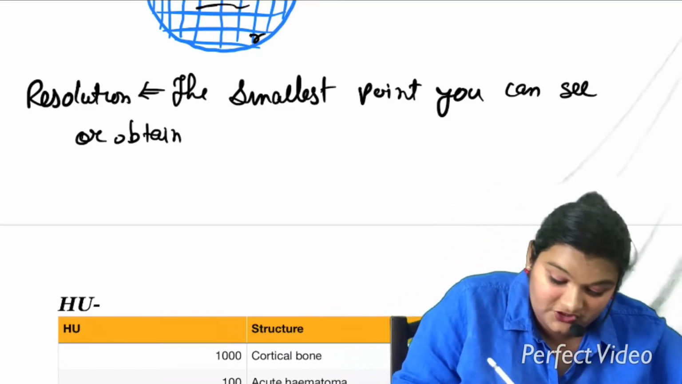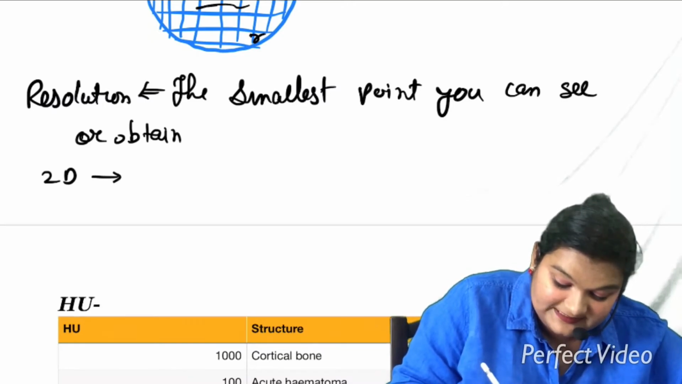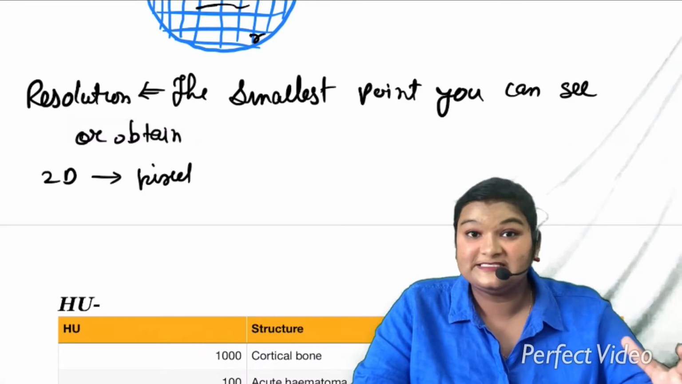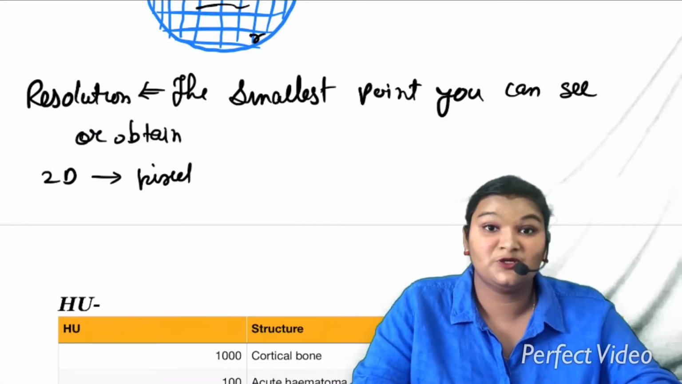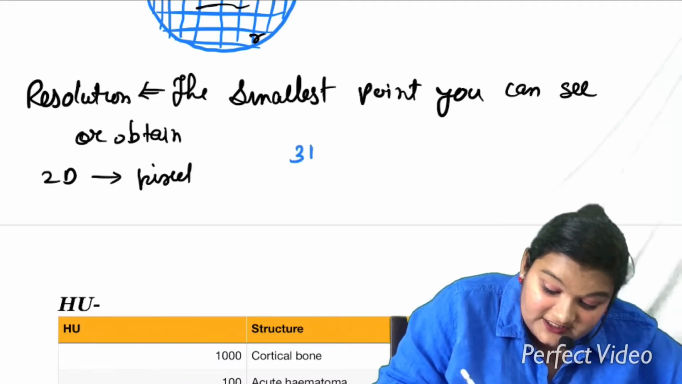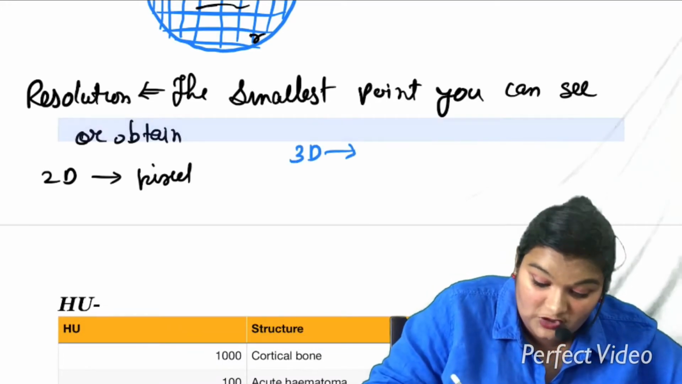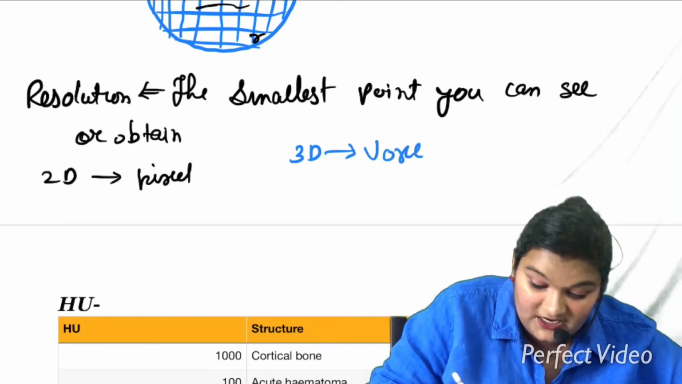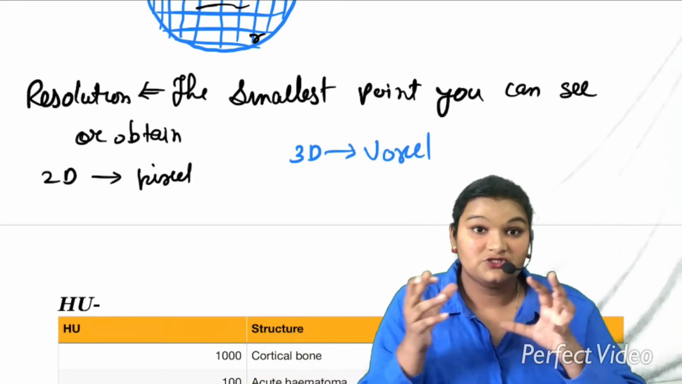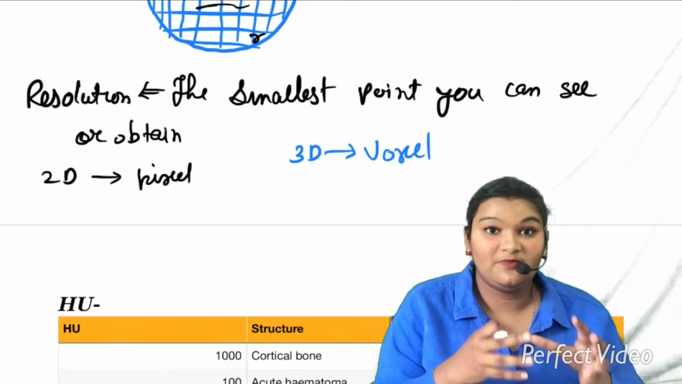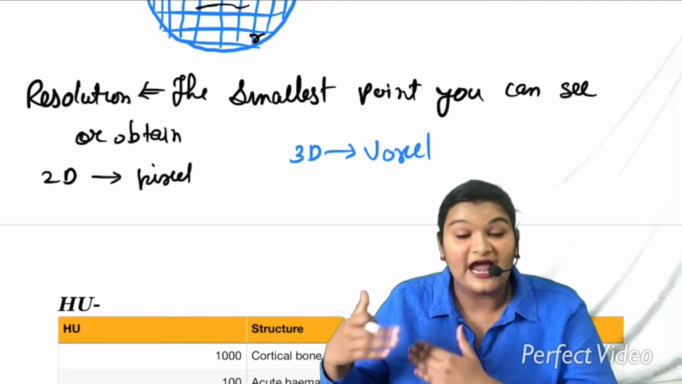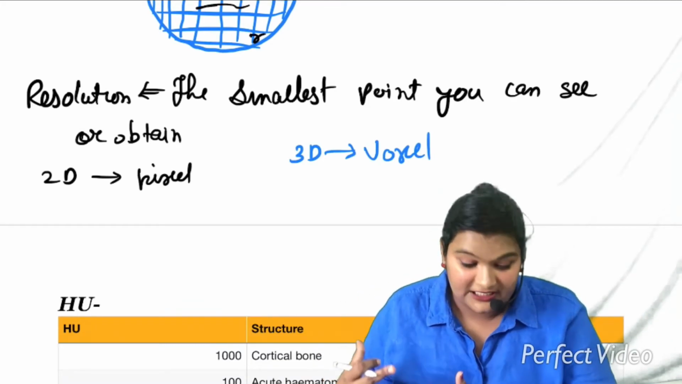Now the resolution for a 2D image, we say pixel, right? You ask how many pixels the camera is, right? Because you're getting a 2D image. But in case of 3D, this resolution gets the unit voxel. And how are you going to learn it? 3D volume, voxel. Okay, so this resolution played an important factor in the advancement of CT machine techniques.